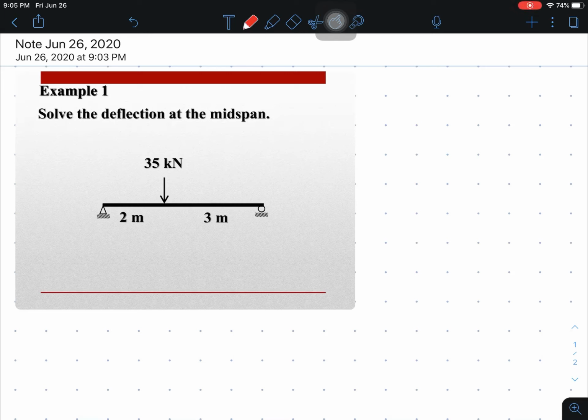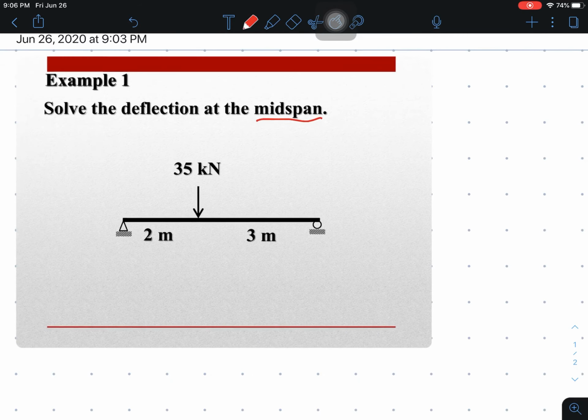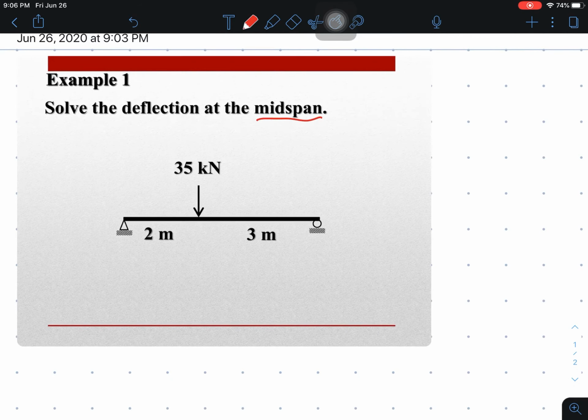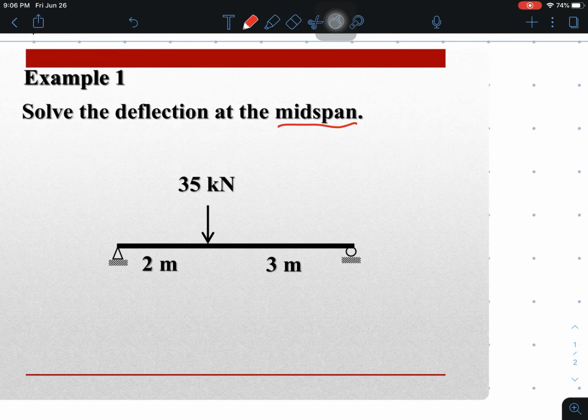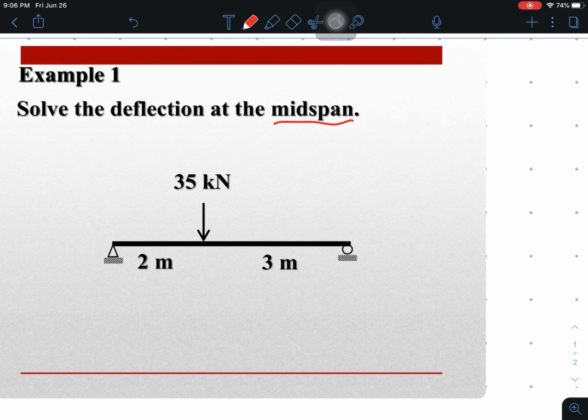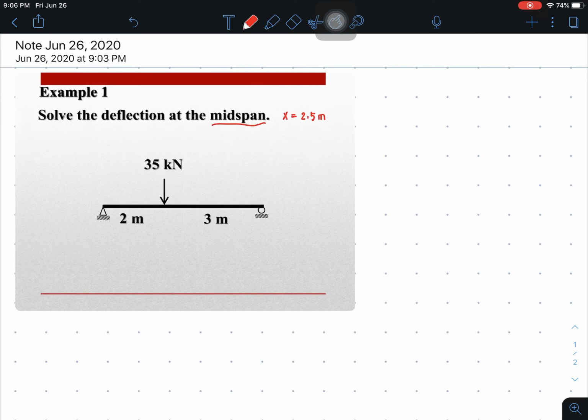So example number 1, we're going to find the deflection at the midspan. Since we're talking about midspan, it means we're going to get the deflection at the middle of the span. Since we have a simply supported beam and the span is 5 meters, the midspan is at 2.5. So we're going to find the deflection when x is equal to 2.5 meters, because later on our function will be expressed in x.